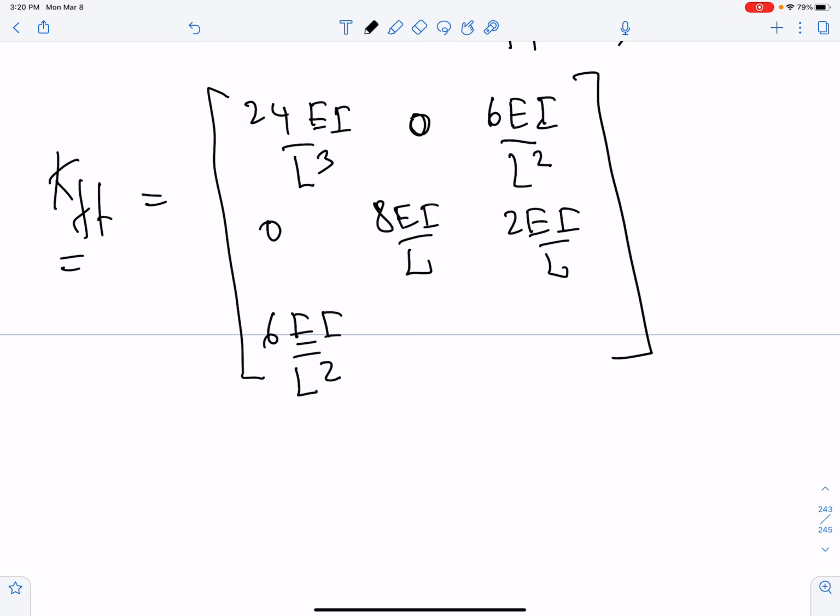squared, 2EI over L, 8EI over L, like that. Okay, so nice and symmetric.